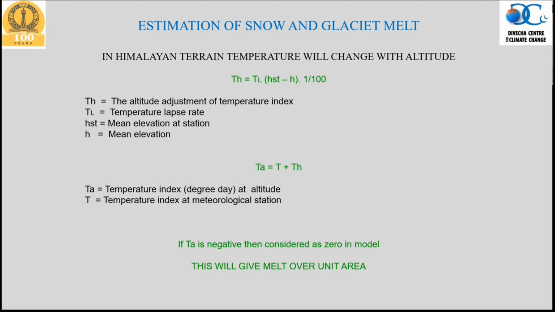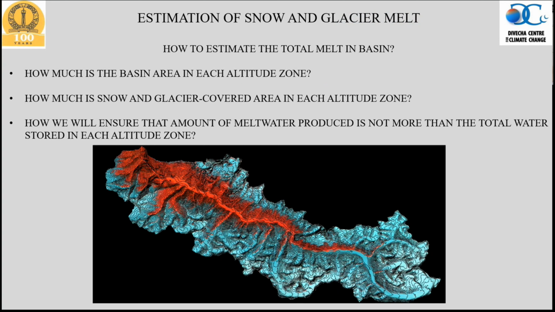If TA is negative, it is considered as 0. TH is the temperature which is adjusted, and by using that you can get the melt. This will give a melt over a unit area. That's the idea. But now we have it over a unit area, and we want to estimate snow or glacier melt for an entire basin or a certain geographical area.